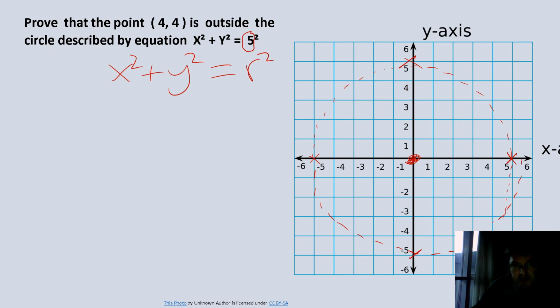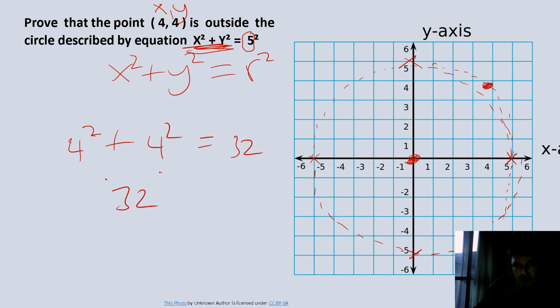Now I've been asked, prove that this point is outside that circle. So, I mean, I'm pretty sure it is from just looking at the drawing, but it's kind of close, isn't it? 4, 4. So how can we be sure? We can prove it mathematically because we can take 4, 4 and plug them in as x and y here. So 4 squared plus 4 squared, so that's x squared plus y squared. What does that equal? That's 16 plus 16 is 32. 32 is bigger than 5 squared. So what you've proved here is that this point is outside the circle.